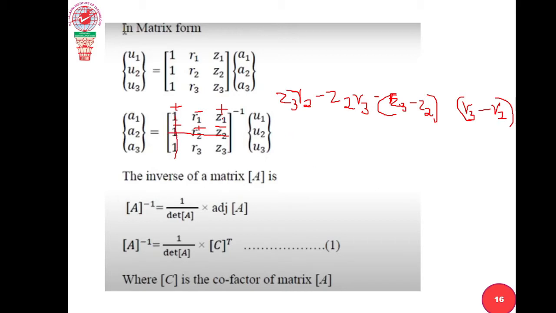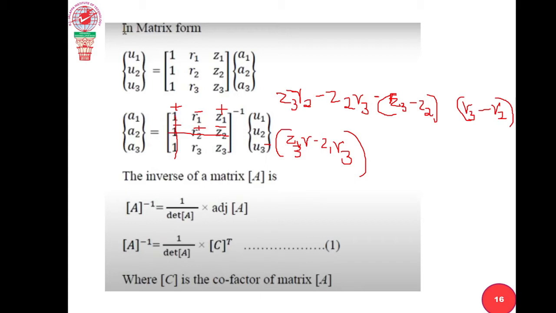Now multiply these two now. Here, what is that? Z3 into, no, sorry. Z3 into R1 minus Z1 into R3. Okay. Next. Here, minus. So minus, if you multiply later, it become plus. Plus become minus, minus become plus. Correct?